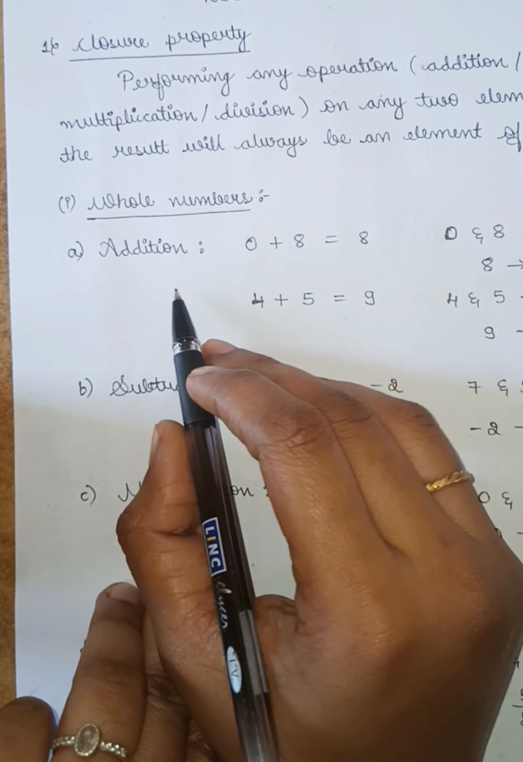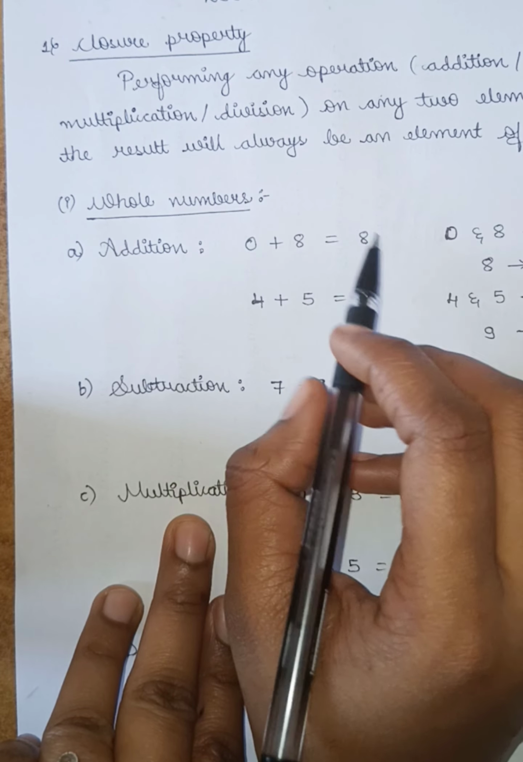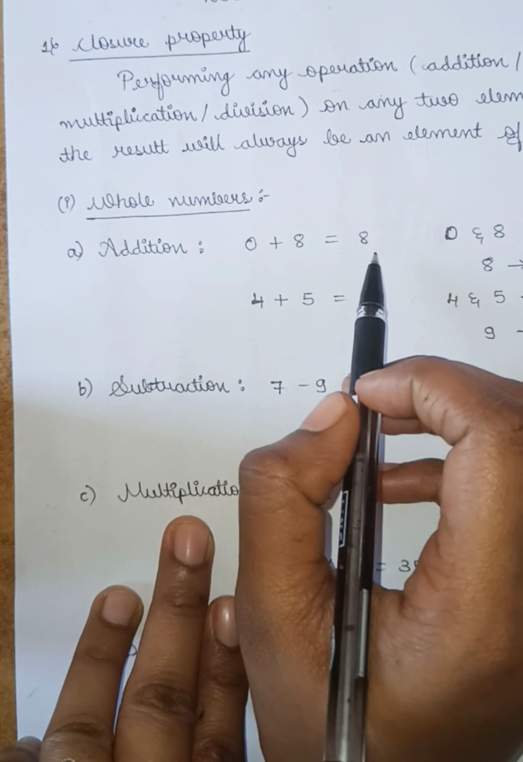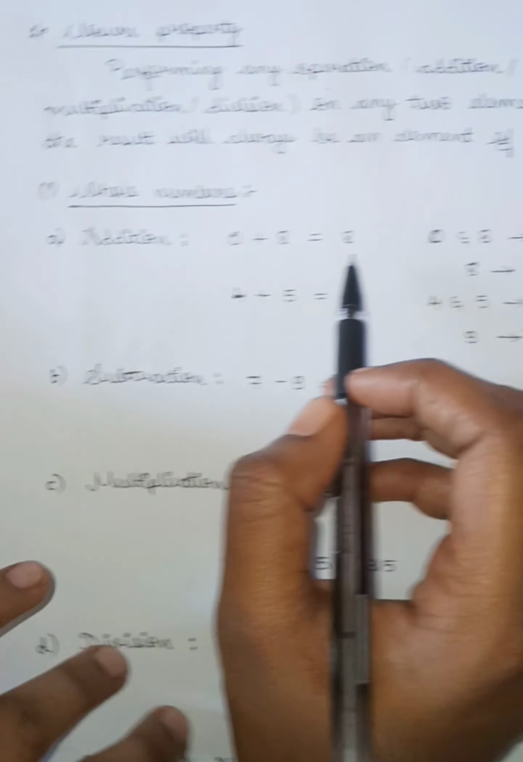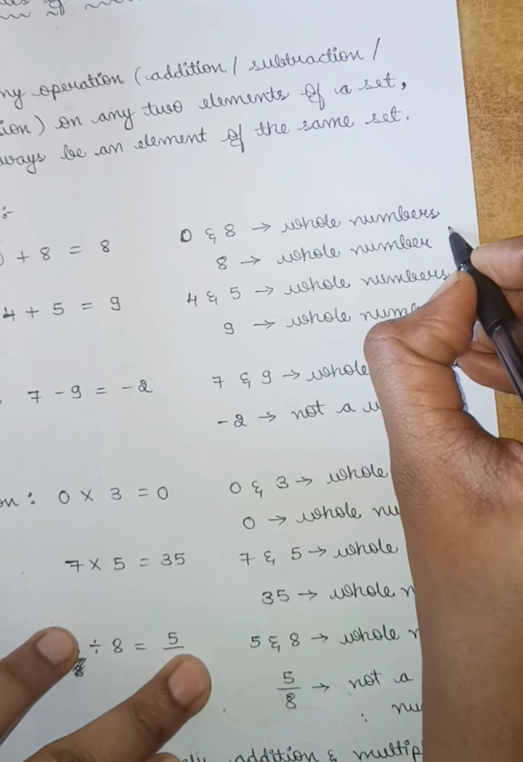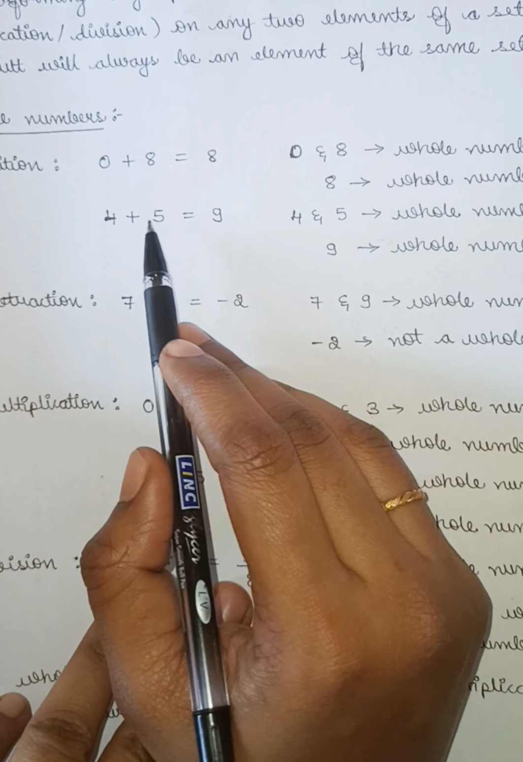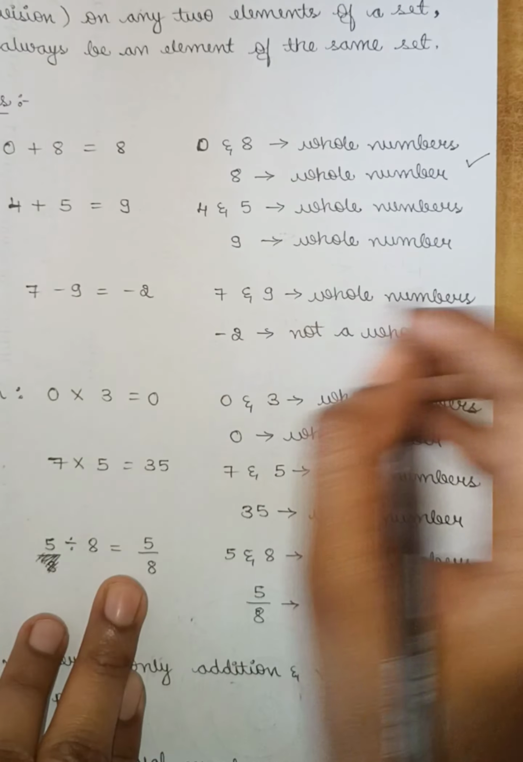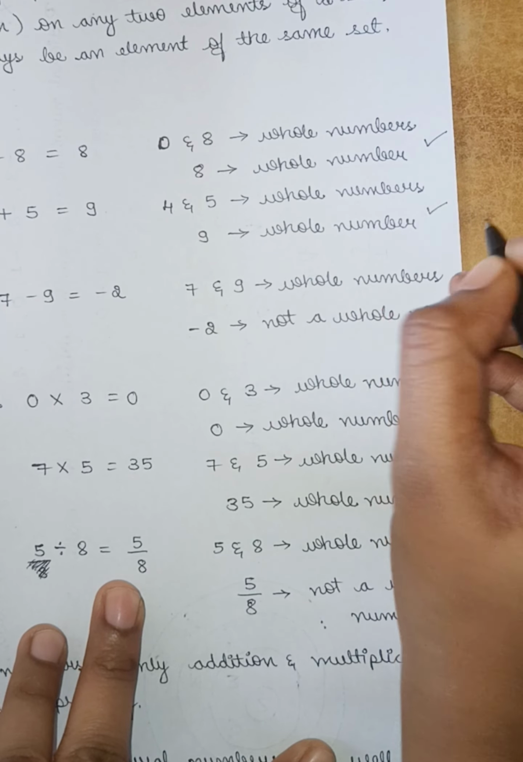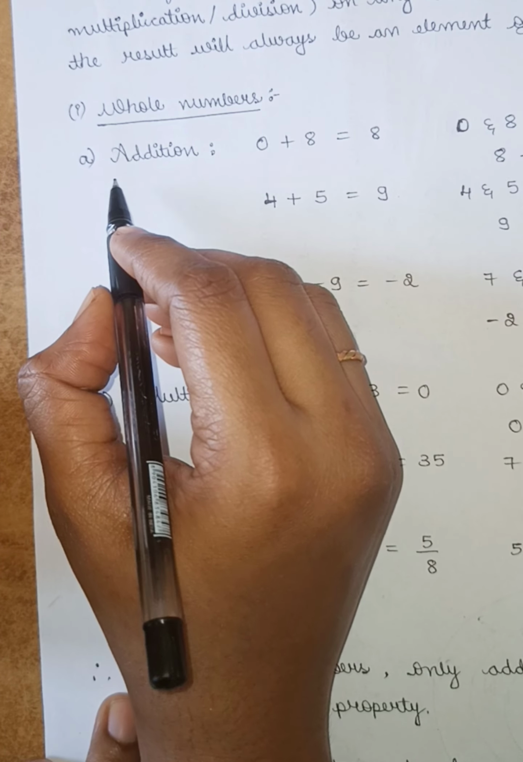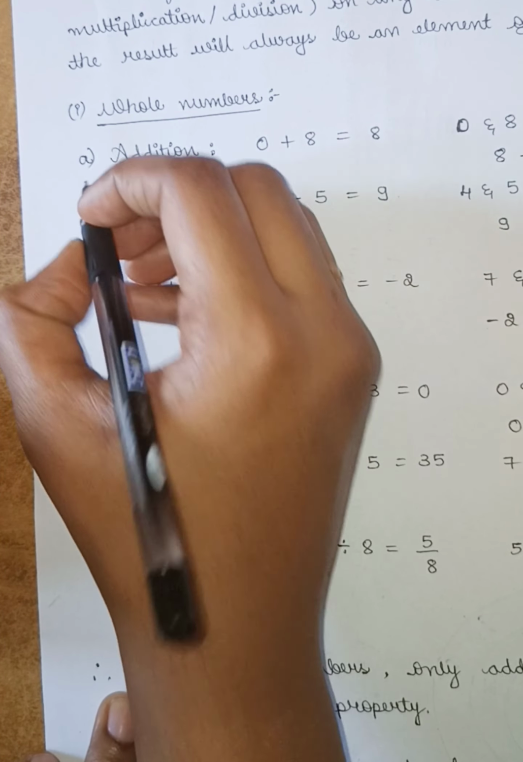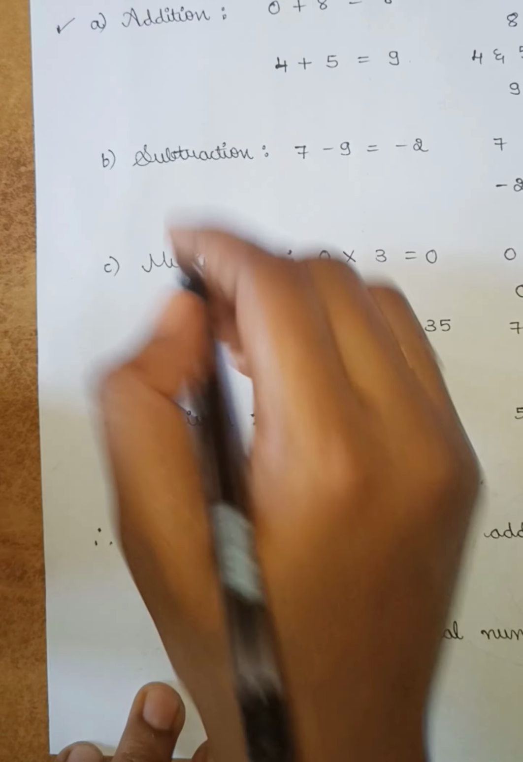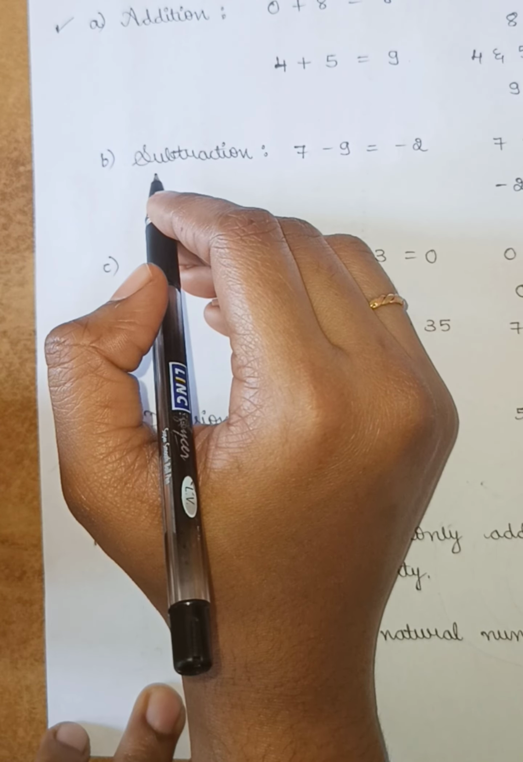Let's check it. First, let's check 0 plus 8. 0 plus 8 is 8. 0 and 8 are both whole numbers and 8 is also a whole number. So, this is correct. Next, 4 plus 5 is equal to 9. 4 and 5 are both whole numbers and 9 is also a whole number. So, this is also correct. Then, addition follows the closure property and it is closed under whole numbers.